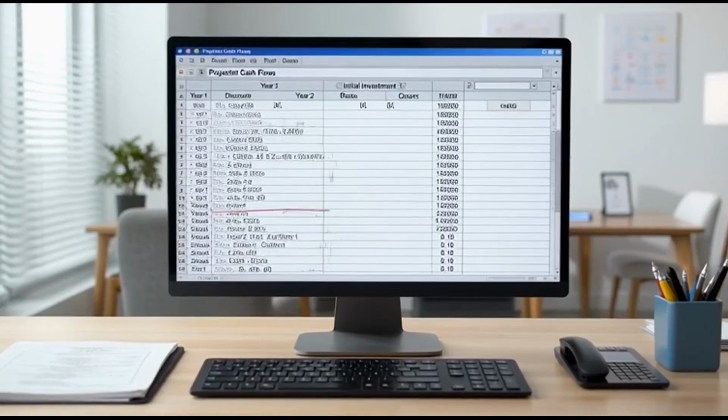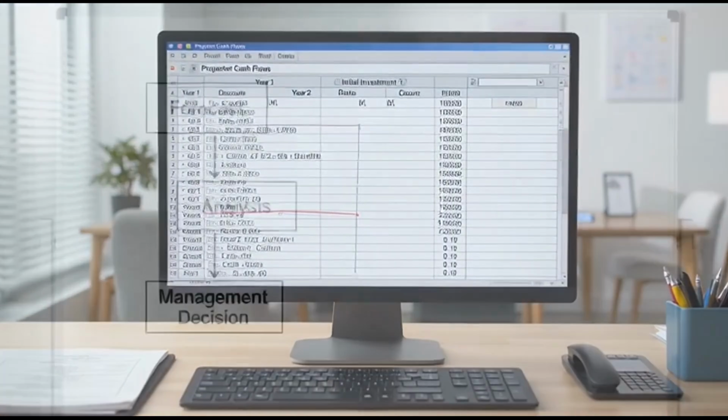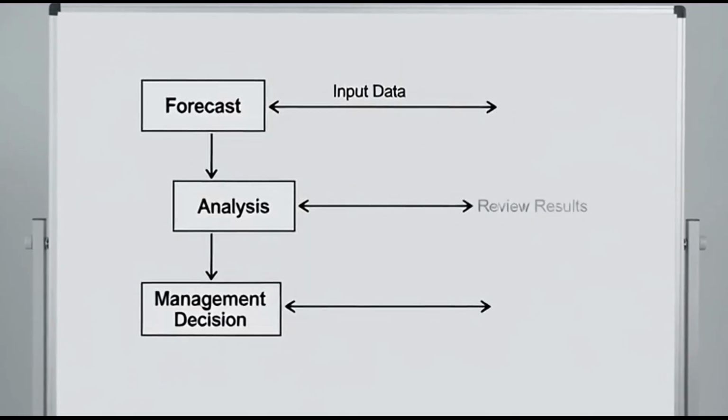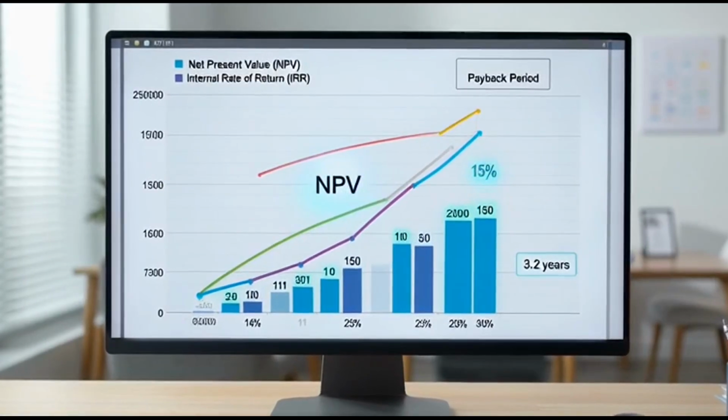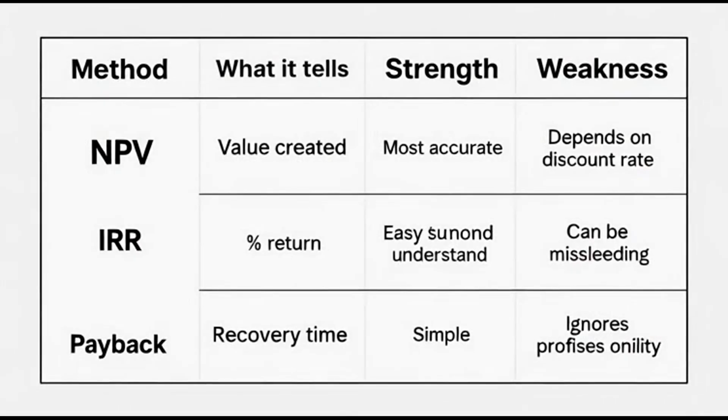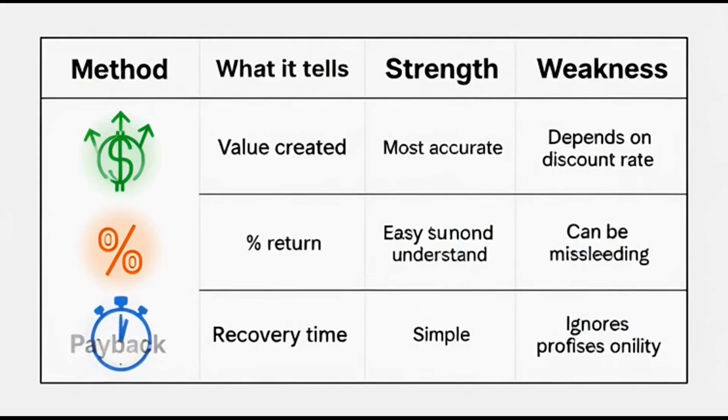In real companies, capital budgeting is not just a formula. It's a structured decision-making process involving finance teams, management, and strategic planning. NPV measures value, IRR shows return, and payback focuses on time.